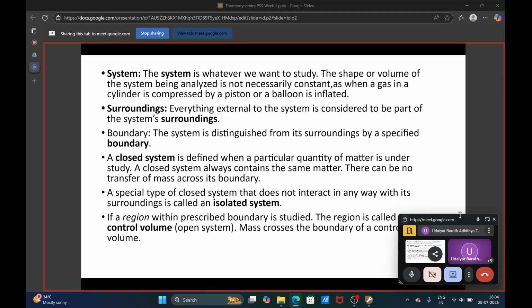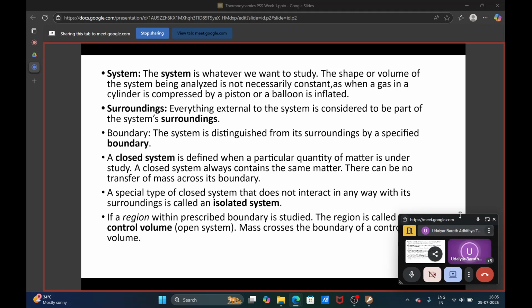And then you have an isolated system. So in an isolated system, there is no mass transfer, you don't have any energy transfer, so it doesn't interact in any way with the surrounding, so it is totally isolated. So in that case, you call it an isolated system. So previously in a closed system, you didn't have any mass transfer, so that's why it's called controlled mass or closed system. Then in an isolated system, you don't have any mass as well as energy transfer.